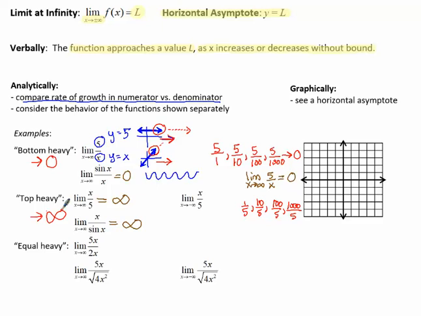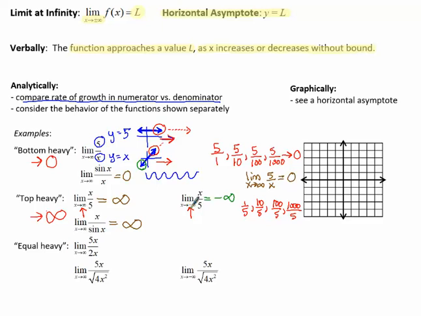Although, take a look at this one. Notice it's very similar to this. The only thing that I changed was, instead of x approaching positive infinity or increasing without bound, x is approaching negative infinity or decreasing without bound. Well, what does y equals x do as x gets smaller and smaller? This is what it does on this side. As x goes to the left, the function goes down. So this time, the limit is negative infinity.